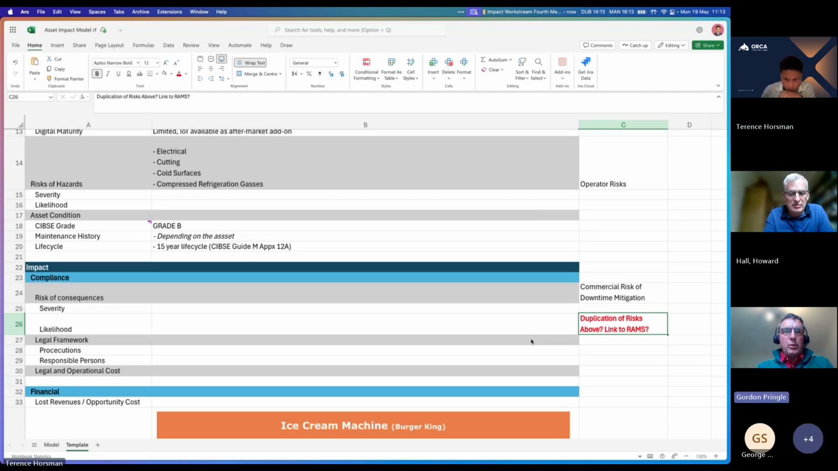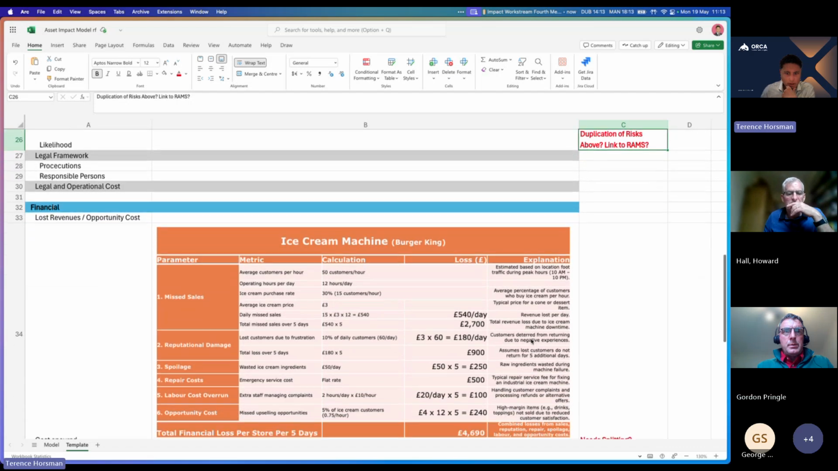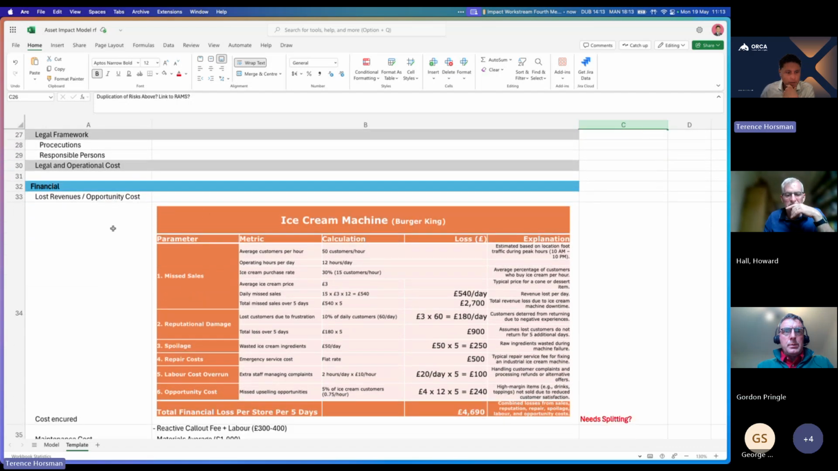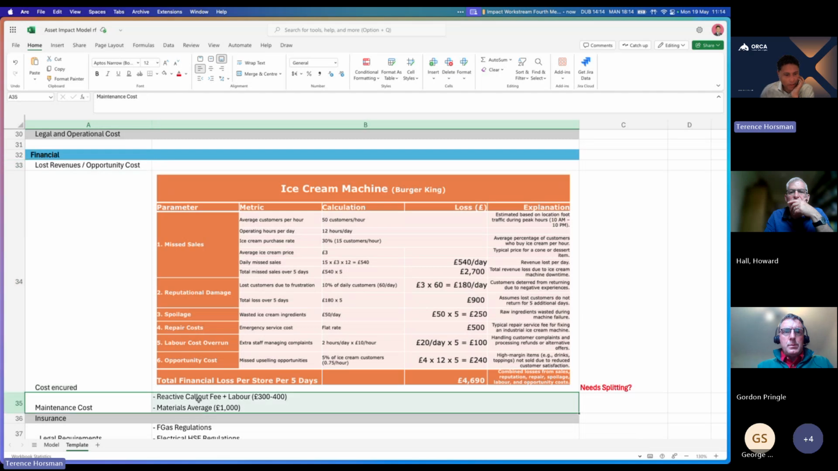I was just offering that up for comment more than anything else, Terence. Yeah, I think that makes a lot of sense. I've tried to incorporate that as well in the cost incurred. Which made me think that actually there's a bit of a gray area here around these two parameters, because we have lost revenues or opportunity cost, and then cost incurred as well. And then maintenance cost as well. So they're overlapping a little bit. I think we could define them a little bit more clearly.